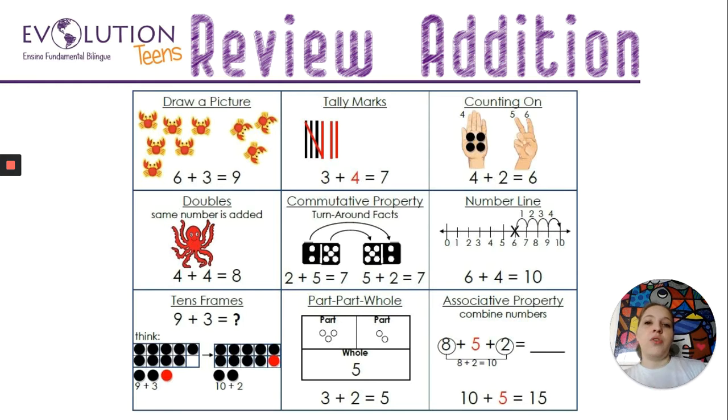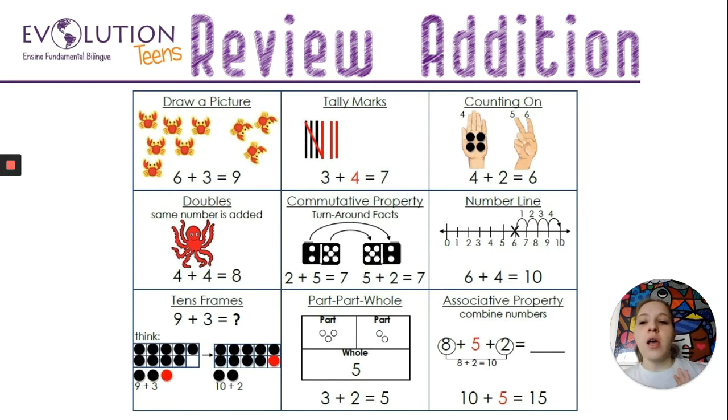The 10 frames: you have an account, and to make it easier, you pick 10 and then you add the other number. Like here you have 9 plus 3. So think, you have a grid with 9 black dots, and you have to add 3 more. The red one indicates the 10 that you are going to put in the space. So if I say 9 plus 3, it's the same thing as saying 10 plus 2. It makes it easier.